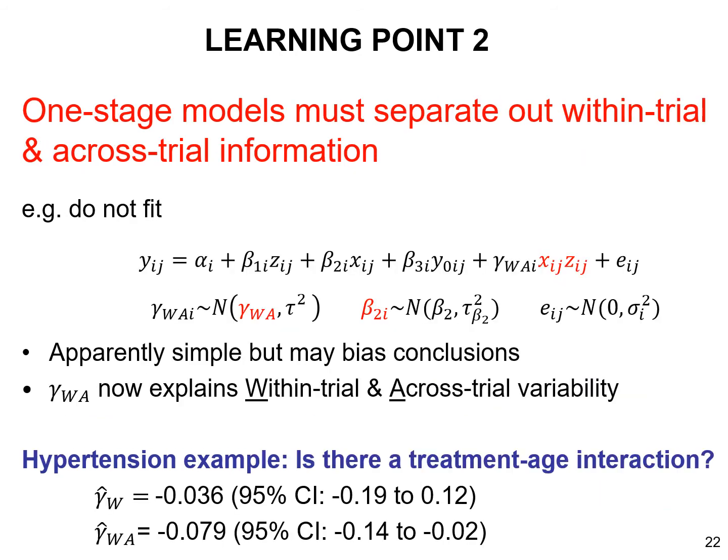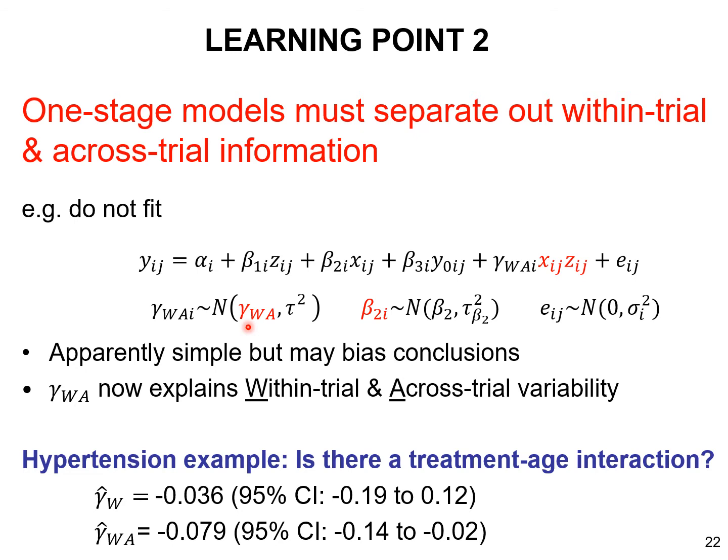Second learning point is going back to what I was talking about, one-stage models and the fact that people don't separate out within trial and across trial information. So what people tend to do is just include an interaction term, as I've got it on the screen, and there's no stratification by study, there's no centering of covariates, and what we end up with is an amalgamation of the within trial and the cross trial information. So this gamma I've now labeled gamma WA, within and across.